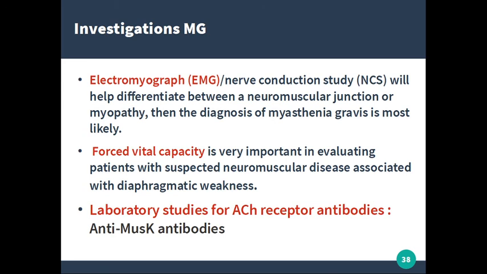What investigations should we carry out? Again, electromyographic studies or nerve conduction studies, which are useful to help differentiate between neuromuscular disorders and myopathies. We can conduct a simple test such as forced vital capacity, which is important in evaluating patients suspected of neuromuscular disease in order to assess their breathing capacity, and laboratory studies for acetylcholine receptor antibodies and anti-MuSK antibodies.